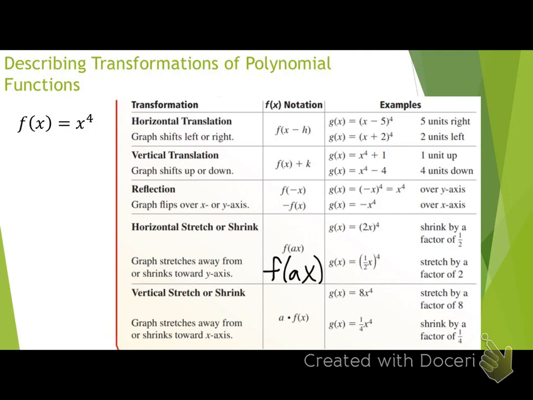If I'm reflecting over my x-axis, it's a negative f of x. So I'm making my whole function negative. So that'd be negative x to the 4th. Because there's my function that I'm using, right? f of x equals x to the 4th. That's the function they're given examples for. These are all transformations of that function.